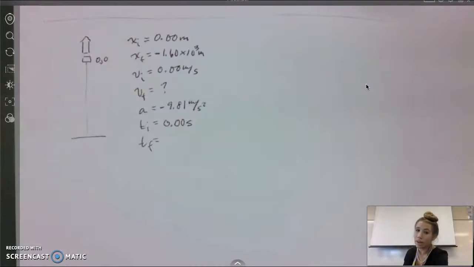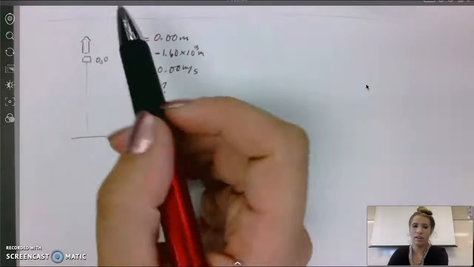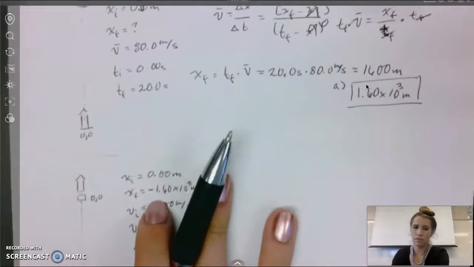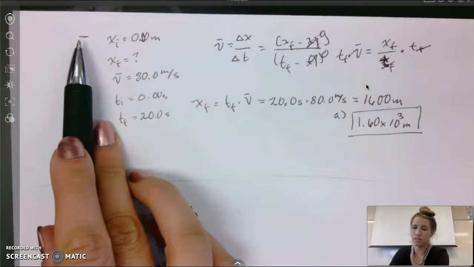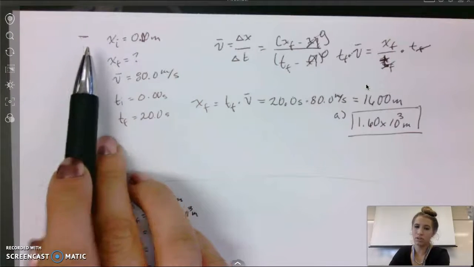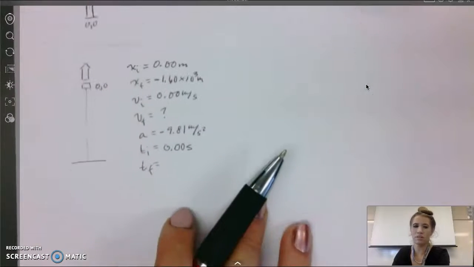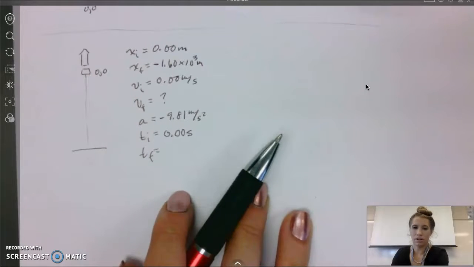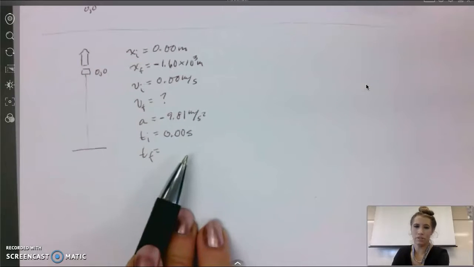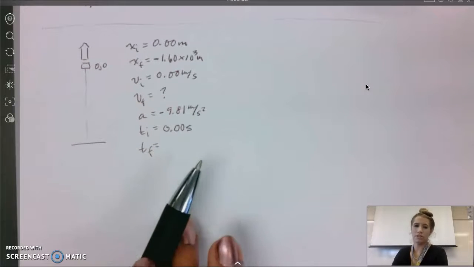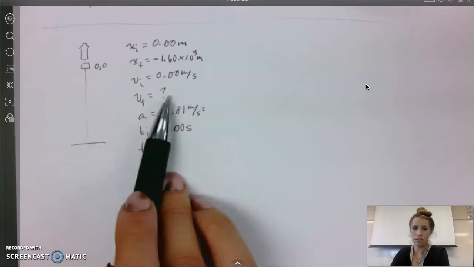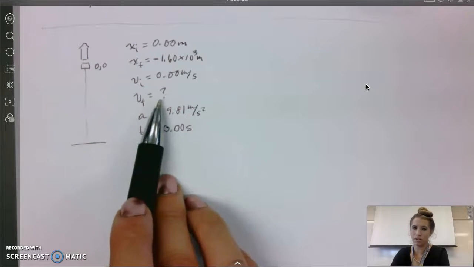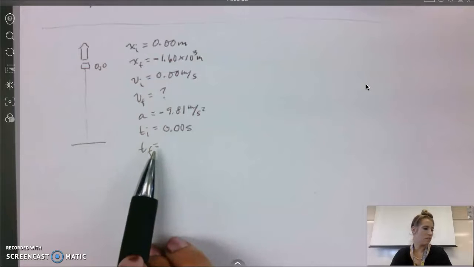Time final we don't have. We knew how long it would take the rocket from the question before. It told us how long before it released the boosters, but we don't know how long it's going to take for them to fall to the ground, so we don't have that piece of information. So we need to pick an equation where our only unknown is what we're solving for, velocity final. So we do not want an equation that has time final.